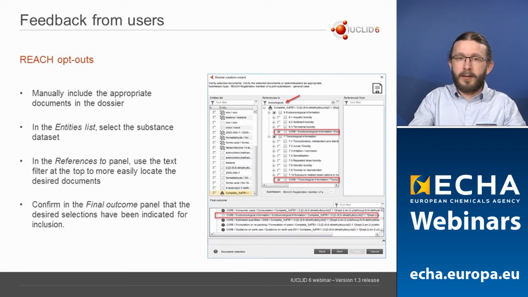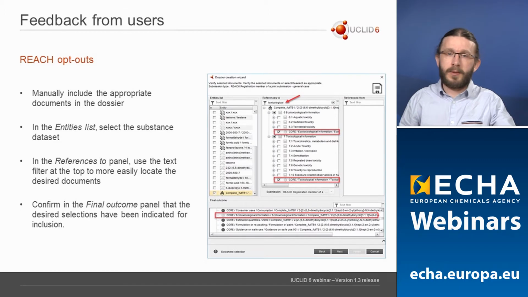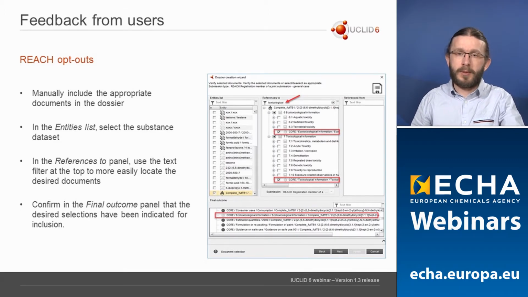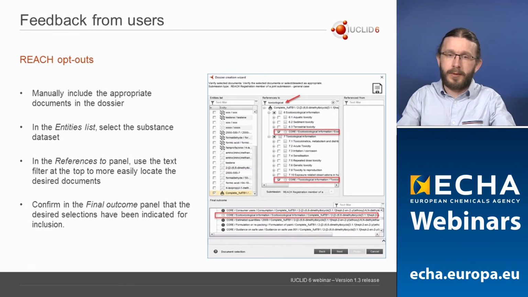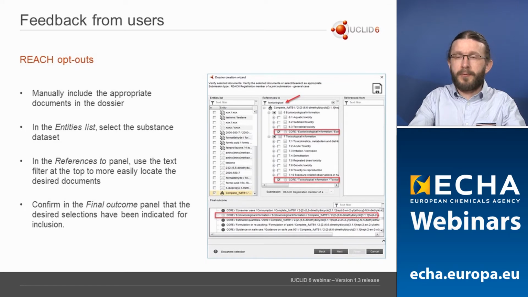And this is done by selecting first in the entities list the substance dataset. Usually it's indicated in bold, it's easy to recognize. And then you can browse through the content of this dataset to pick the documents that you need to include. For example, a summary of ecotoxicological information if you need to submit the PNEC, and a summary of toxicological information if you have derived DNELs and want to include that in your dossier. Based on your selection, you will see that the bottom part of the screen will be updated, which will represent the final outcome of your dossier, all the information that will be included.